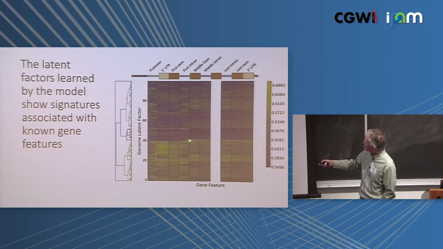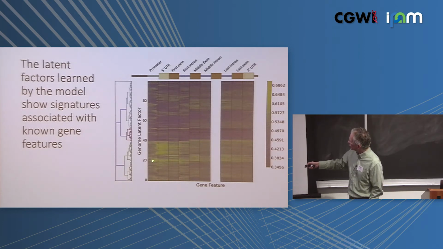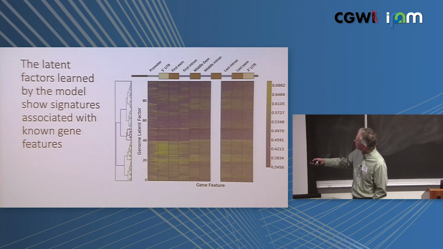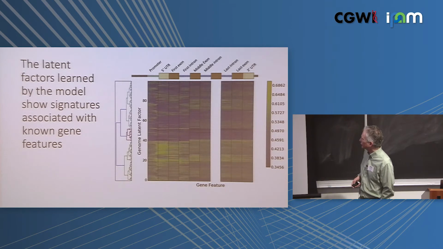So you can see, for example, there's an enrichment along here for things that are enriched in the 5' UTR, and so on. And there's other parts of it that are picking up on different gene components.